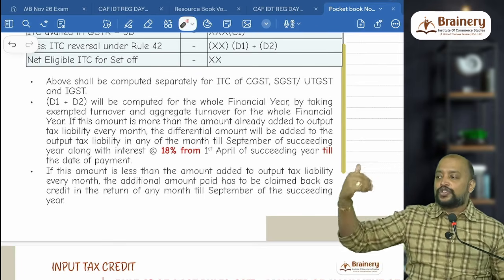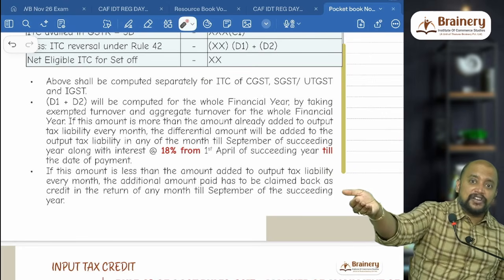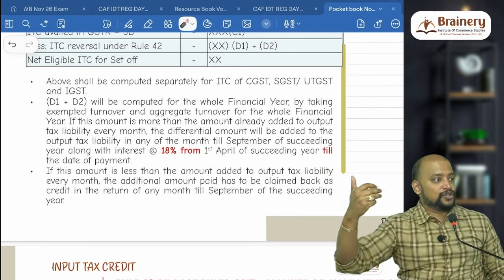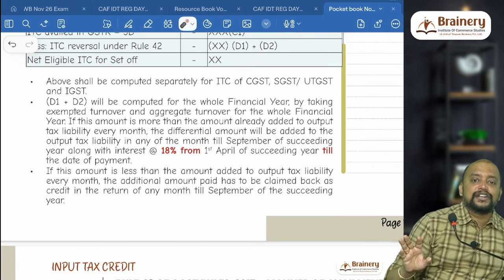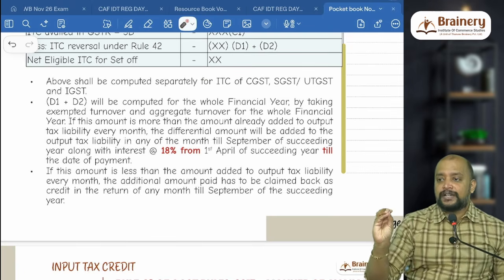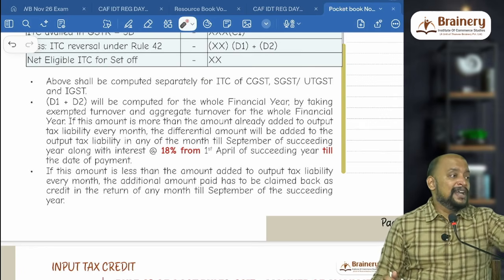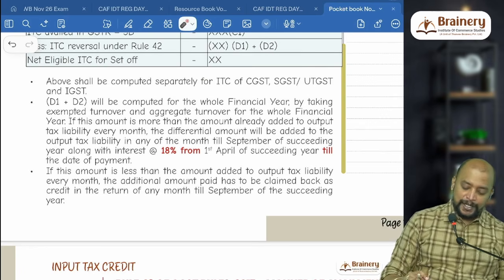April, May, June, July, August. Even availment of excess ITC also April, May, June, July, August. But that return is the 3B return, and that 3B return should be filed by when? September. So reversal also by September, availment also by September.